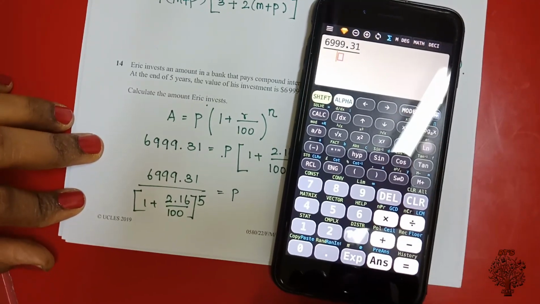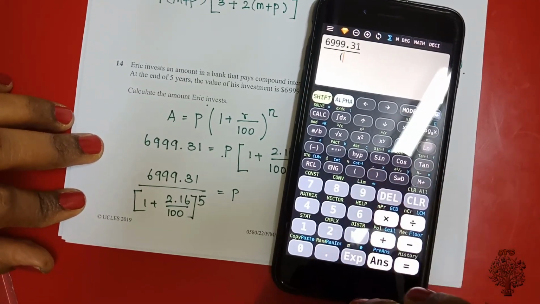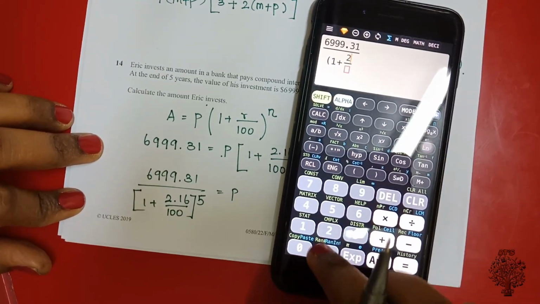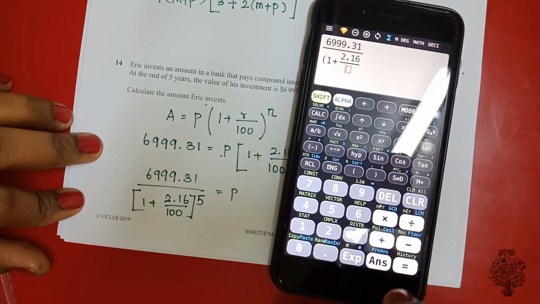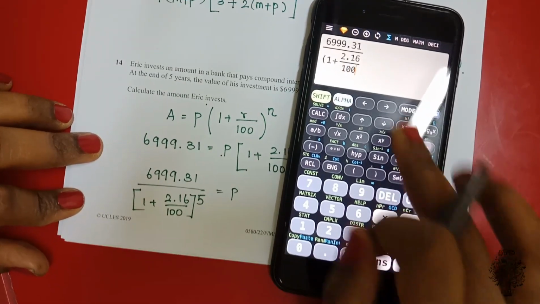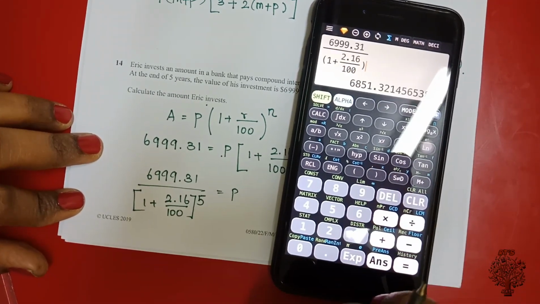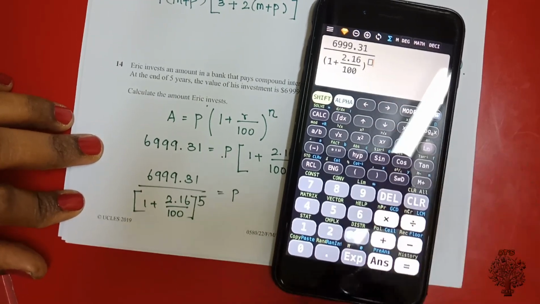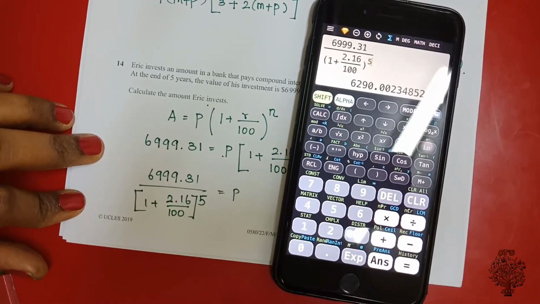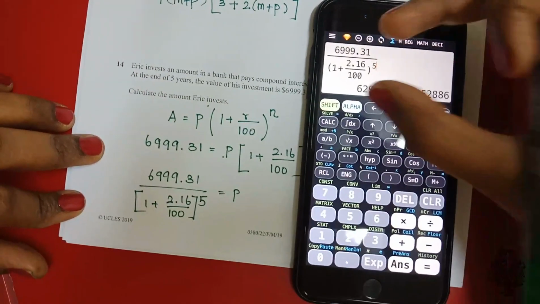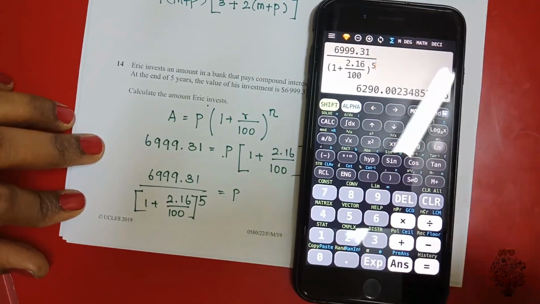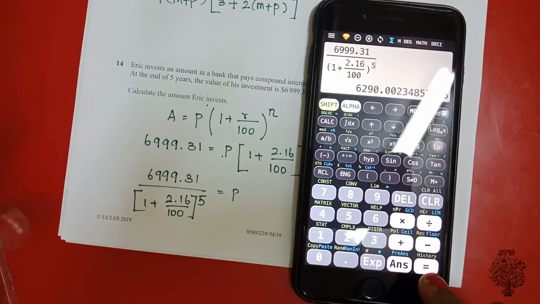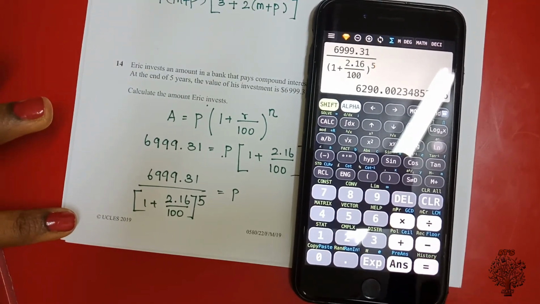6,999.31 divided by, open bracket, 1 plus, again we have the fraction 2.16 divided by 100, and you have to close the bracket. Now the next important thing is the power. You should write the power as 5. Hope you can understand the calculation part, how I am doing. Since you are in O level, it is a bit complicated, but try to understand. This way it's easy for you to calculate.